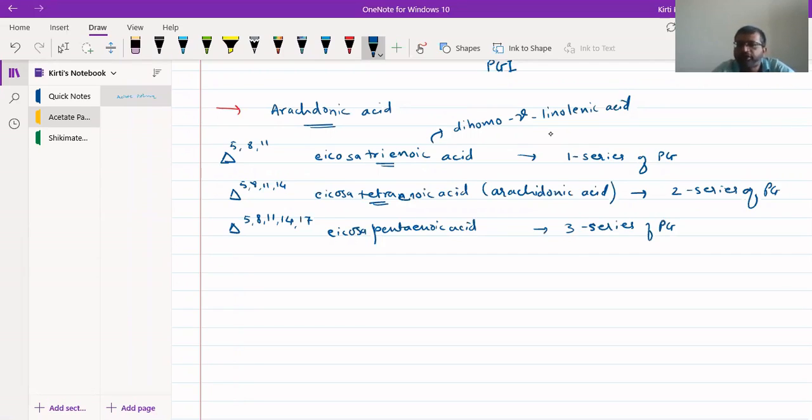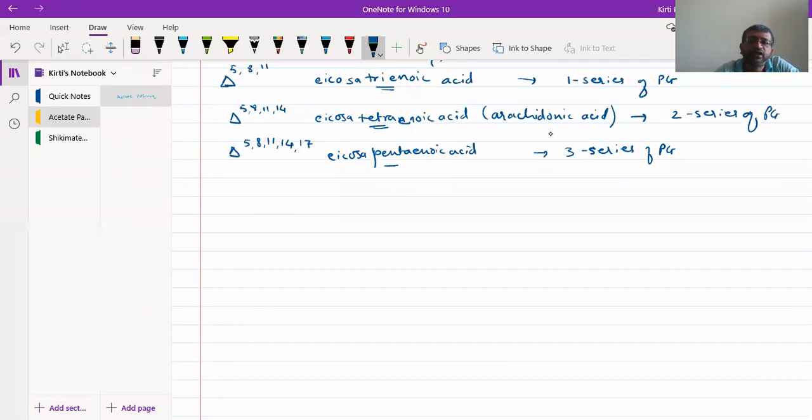So eicosatrienoic acid से first series, tetraenoic acid से second series, and pentaenoic acid से third series of prostaglandins हमको मिलते हैं. As it is arachidonic acid, it will have 20 carbon atoms. We can write those 20 carbon atoms, and all the 4 double bonds are in cis conformation.